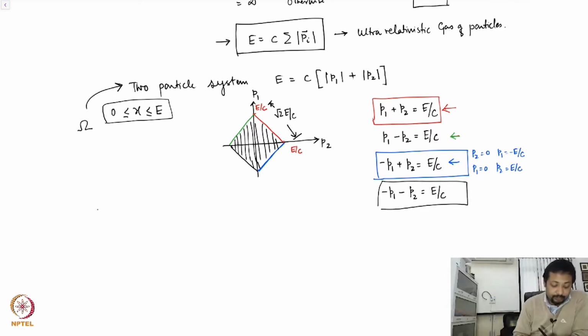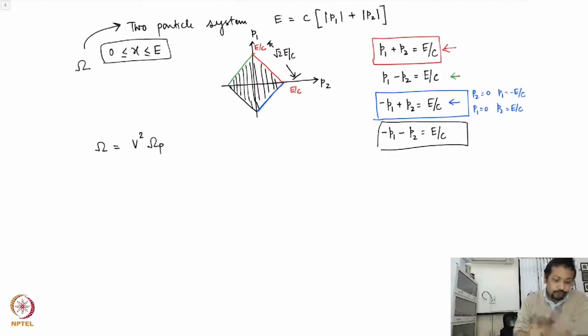So the total number of microstates in the phase space is going to be V squared, because there are two particles and each can access the coordinate space, each contributing V, and then I have omega of P. The volume in this momentum space becomes square root of 2E by c, whole squared, which is going to be twice (E by c) whole squared.